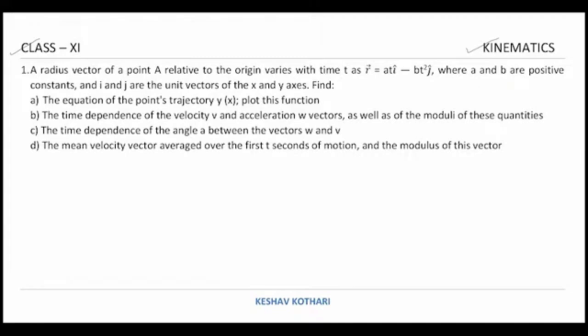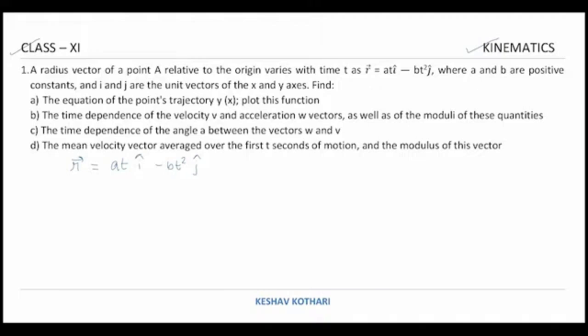The first one: the radius vector of a point A relative to the origin varies with time t as r = at i cap minus bt² j cap, where a and b are positive constants and i and j are unit vectors of the x and y axes. Find the equation of the point's trajectory and plot this function.